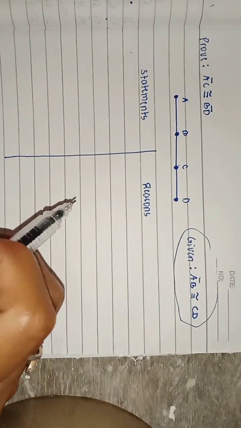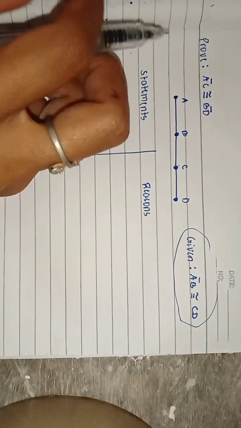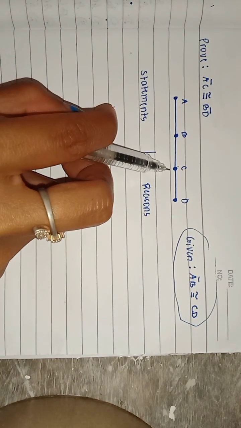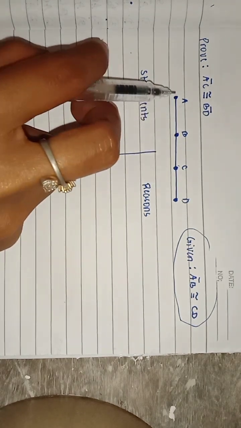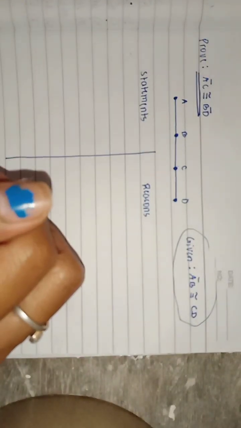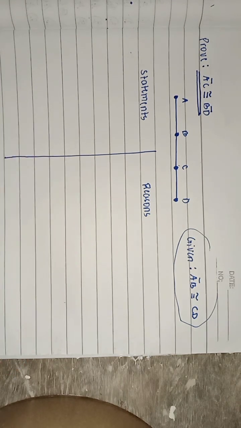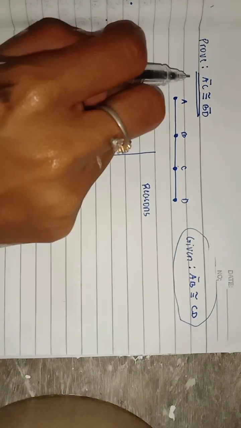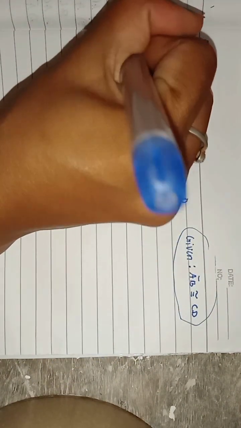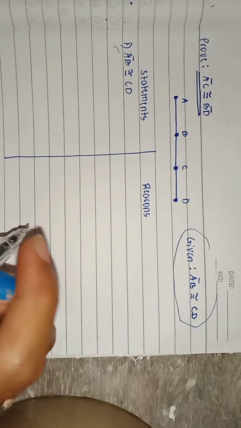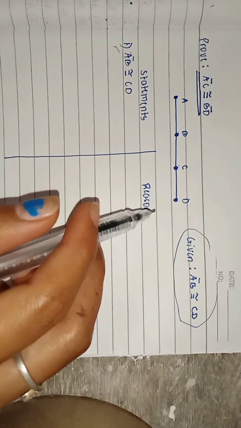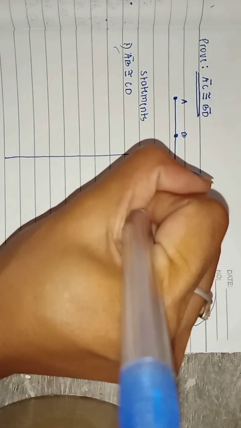And our task is to prove that segment AC is congruent to segment BD. So this is what we're gonna prove. So we try this. Our first statement is what is given, which is segment AB is congruent to segment CD. And what was our reason here? So we will put here our given.